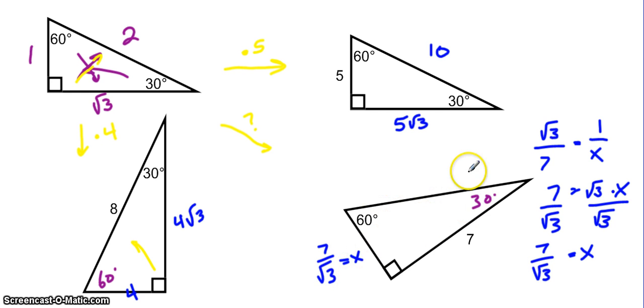And this side, remember this length right here, is double this length. Remember 5 to 10, 4 to 8. And so if this is 7 over the square root of 3, this side will have to be 14 over the square root of 3. Like I said in the last video, we're going to learn in just a few minutes why this is probably not the best way to leave our answer. But for now, that's how we're going to leave it.